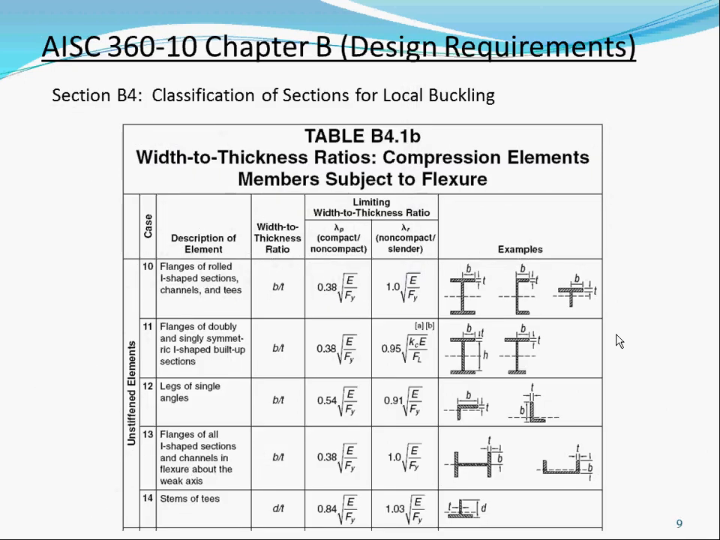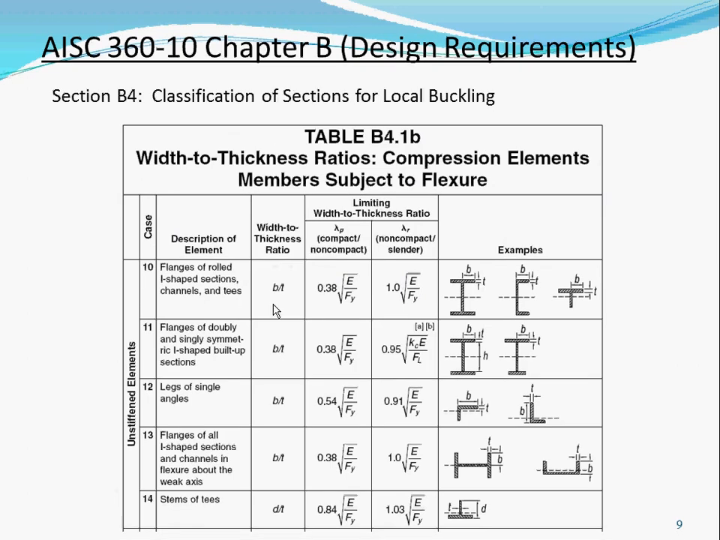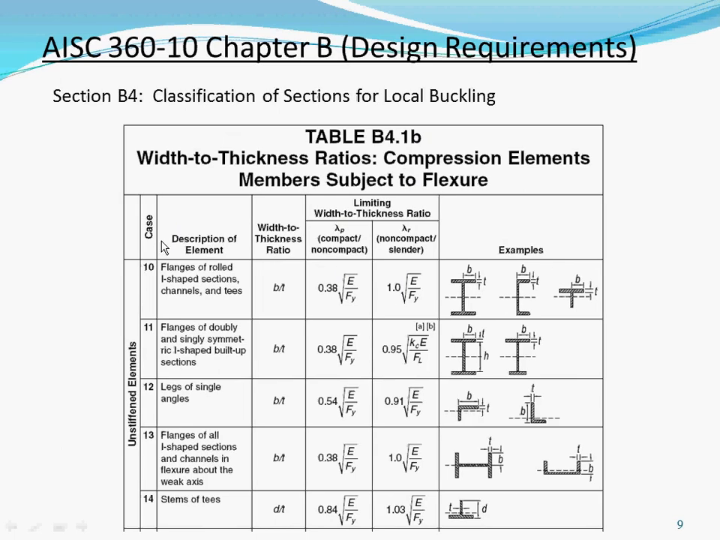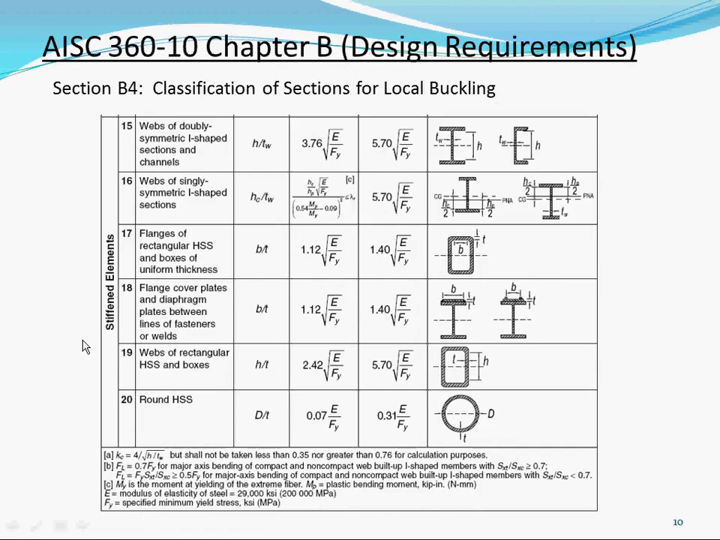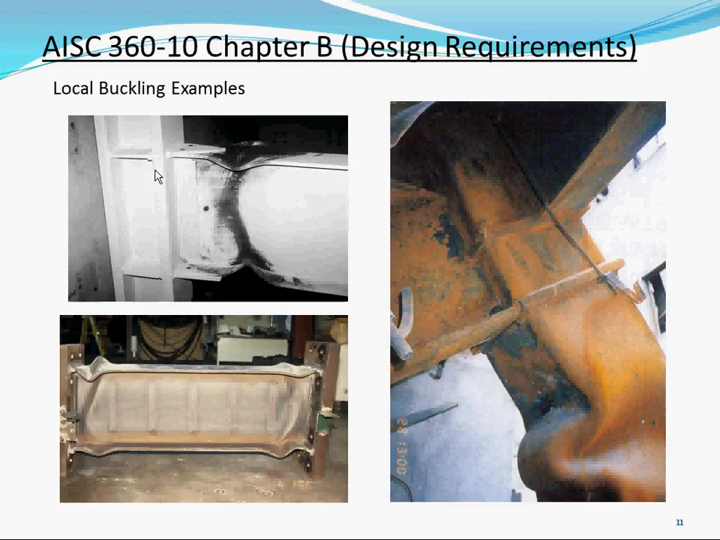Chapter B, let me start out with B, is the classification of sections for local buckling. And I'll show you some pictures of what I mean by local buckling before. All these B over T ratios have the compact, non-compact, and slender limits spelled out in each case. This is for unstiffened elements, and they have one for stiffened elements, so they're separated now. So when you're doing design, you have to check where you are, and which case you fall under. Then when you go to the different sections, they'll tell you which design equation to use, essentially.